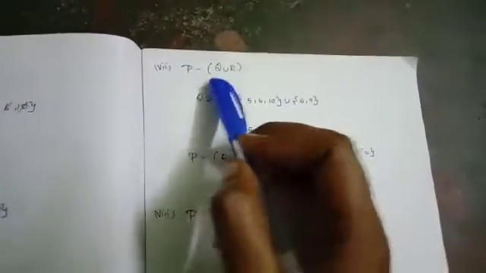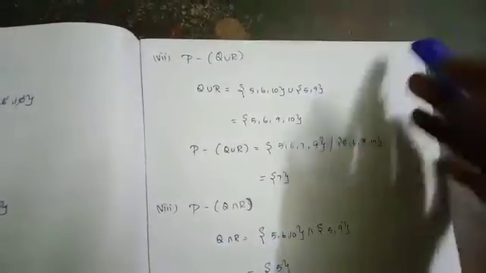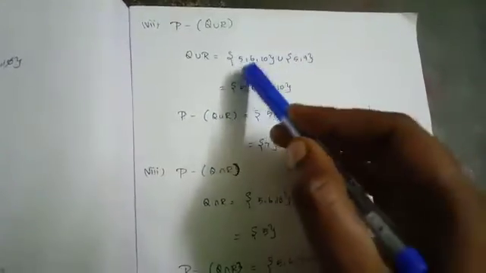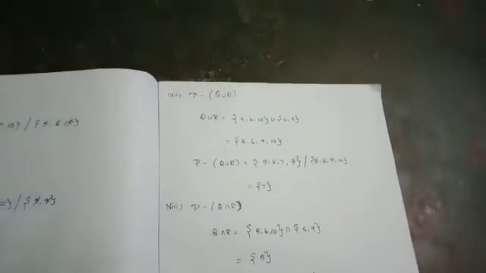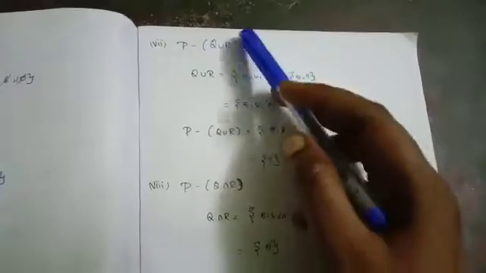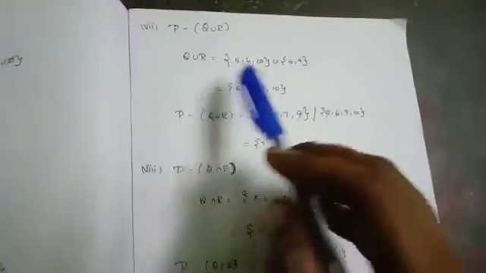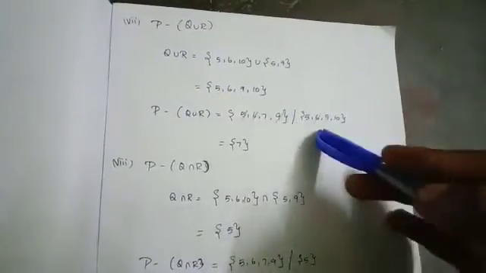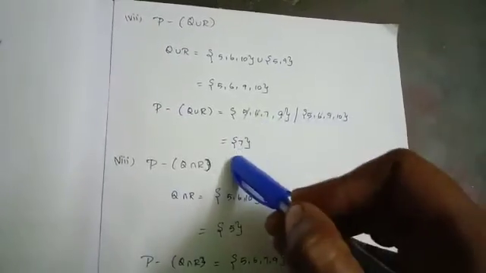Seventh subdivision, P minus Q union R. First, Q union R: with union, all the numbers will be written, 5, 6, 9, 10. Then you will find the full answer P minus Q union R. Why do I take Q union R first? Because first of all you give preference to brackets. So I find the bracket term first. Then P minus Q union R means P set minus Q union R. You write the subtraction, common terms will be cancelled. The remaining answer is 7.